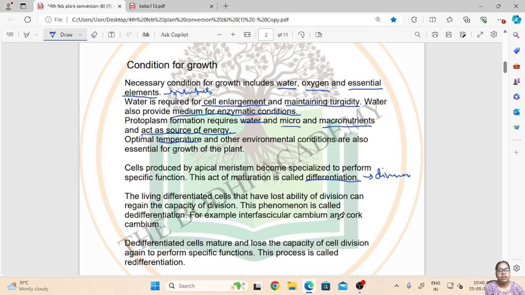Then the dedifferentiated cells mature and lose the capacity of cell division again to perform specialized function. This is called as redifferentiation. So these are the types of cell division which take place in the plant during the growth phase.